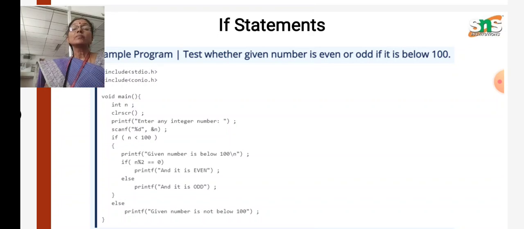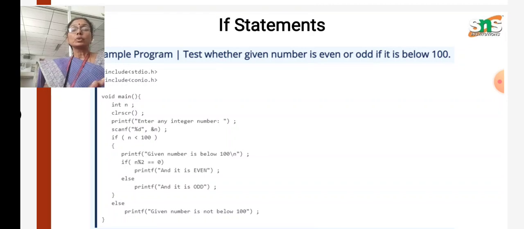After that we have another else. That else belongs to the outer if condition. What is the outer if true part? The true part is that the given number is less than 100. So the else part is, if it is not less than 100, that means it is equal to or greater than 100. So what printf statement do we print out? The given number is not below 100. So here we have the nested if concept.